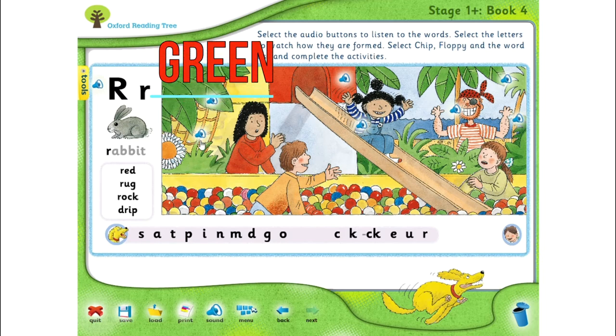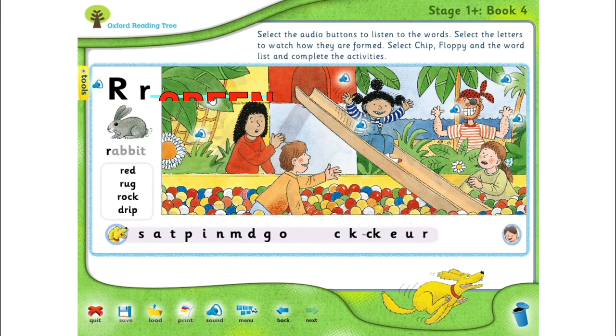Good. Let's see this one. Green. Rope. Yay, you know this one. A rope. What about this one? What color is this? Red. Yes, you're right.